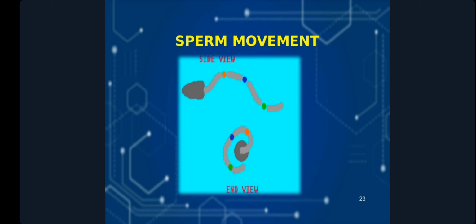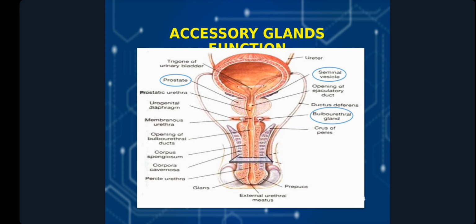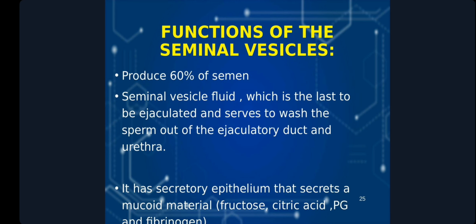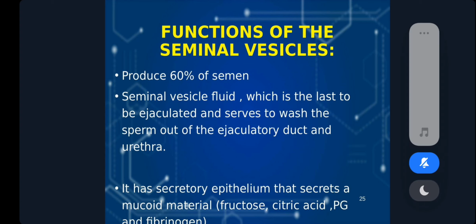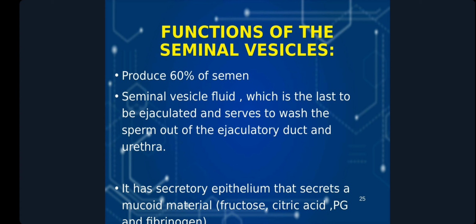Okay. Here you are seeing the movement of sperm, but it's not working. So let's talk about accessory glands and the male reproductive system. We have the seminal vesicle, prostate, and finally bulbourethral gland. Seminal vesicle, my dear friend, produces approximately 60% of semen. Seminal vesicle fluid is the last to be ejaculated and serves to wash the sperm out of the ejaculatory duct and urethra. The seminal vesicle has secretory epithelium that secretes a mucoid material such as fructose, citric acid, prostaglandins, and fibrinogen.